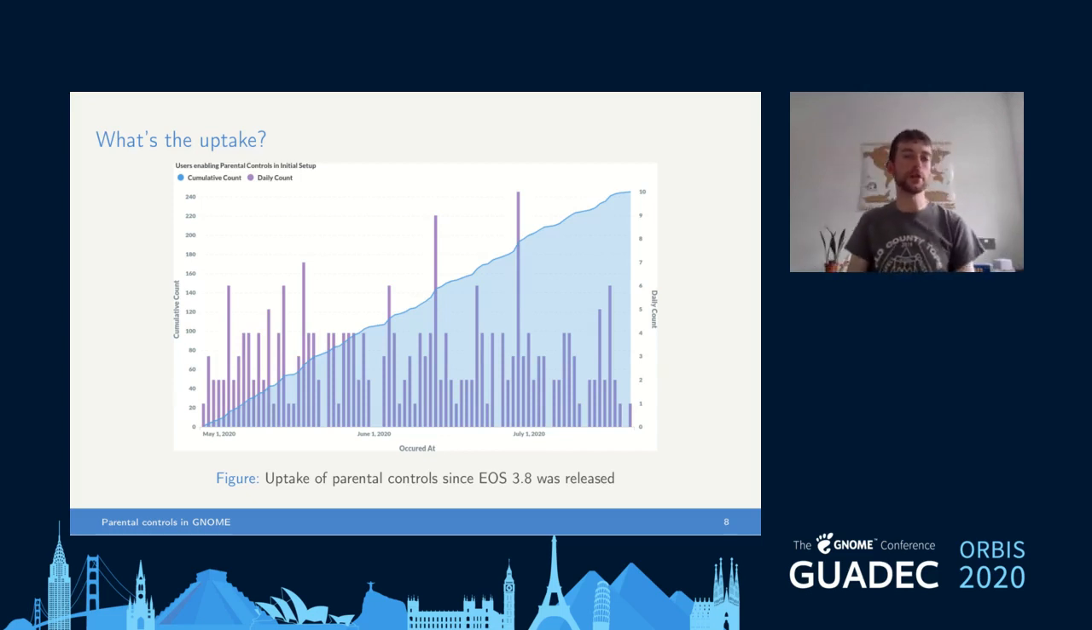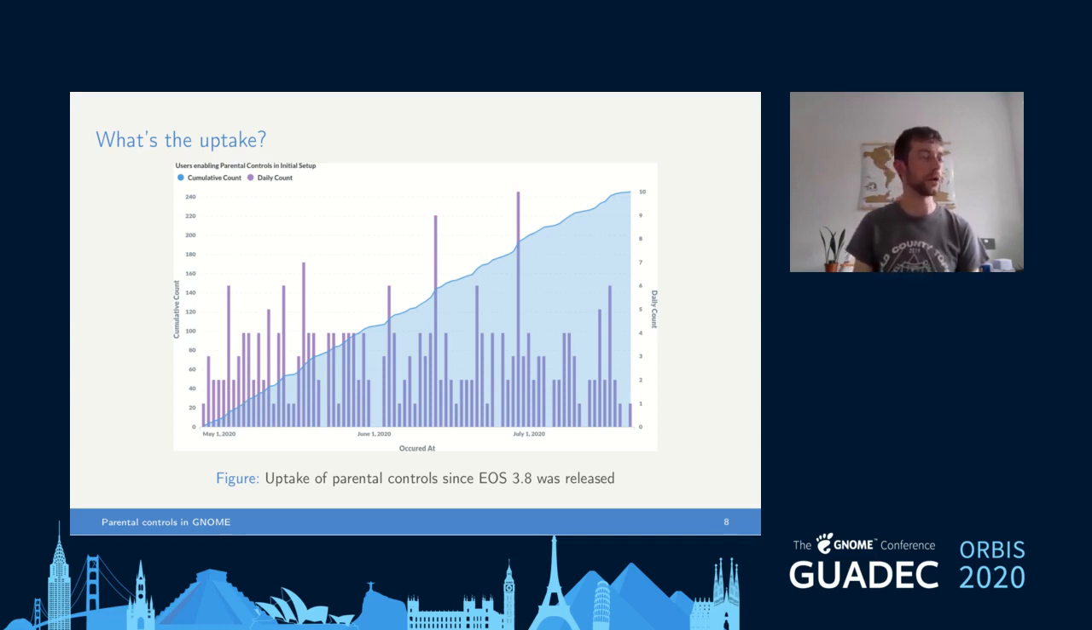So parental controls integration in GNOME Initial Setup was first released in Endless OS 3.8, which was at the start of May 2020. We included some anonymous opt-in statistics reporting to measure the uptake of parental controls. And we've got a bit of a plot of it here.